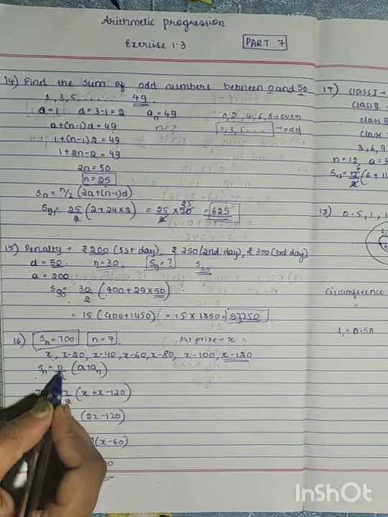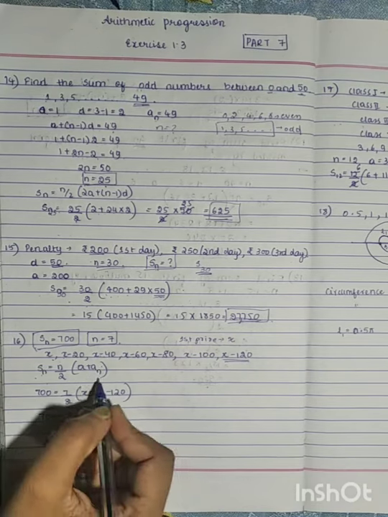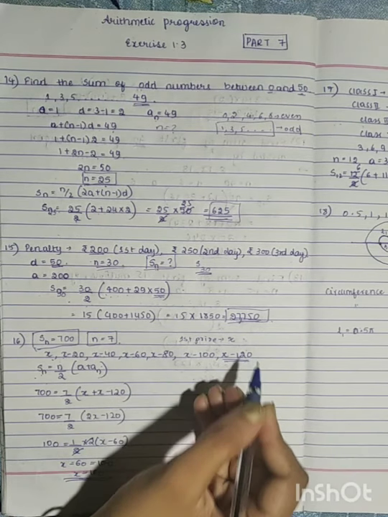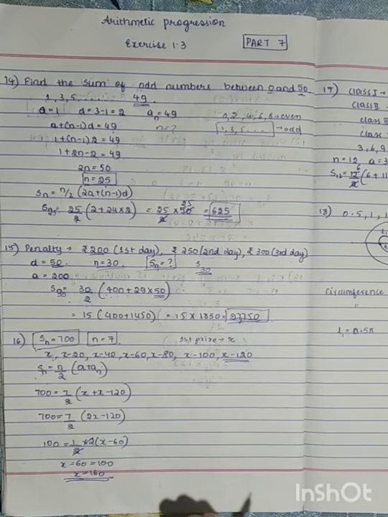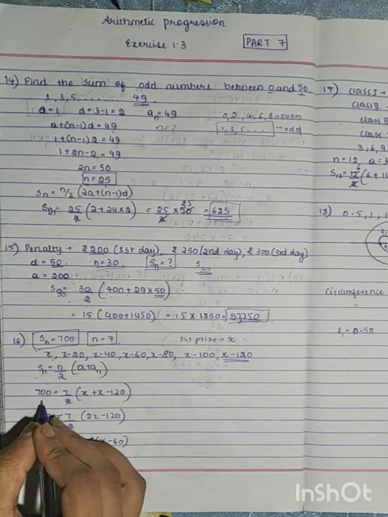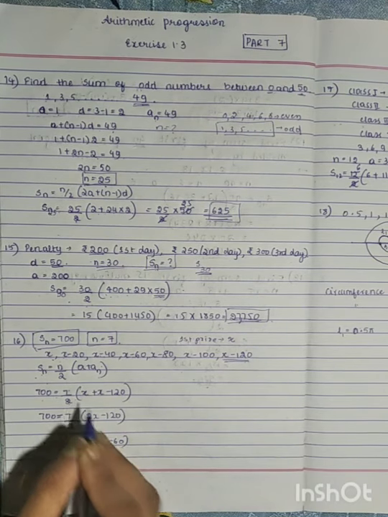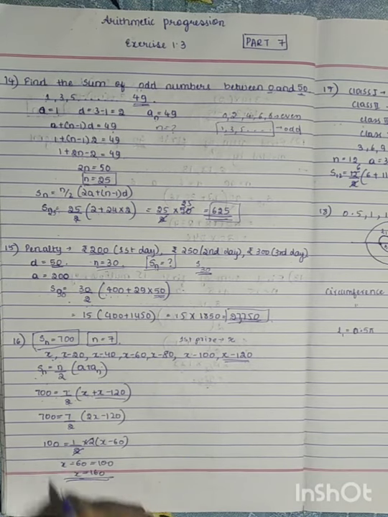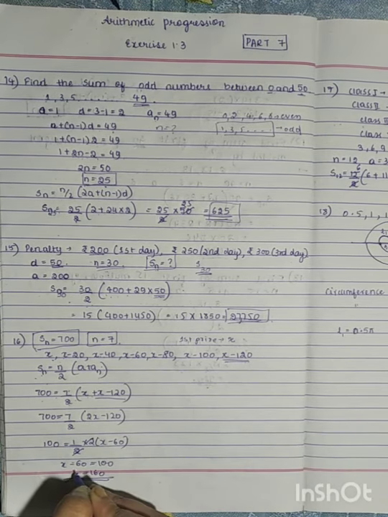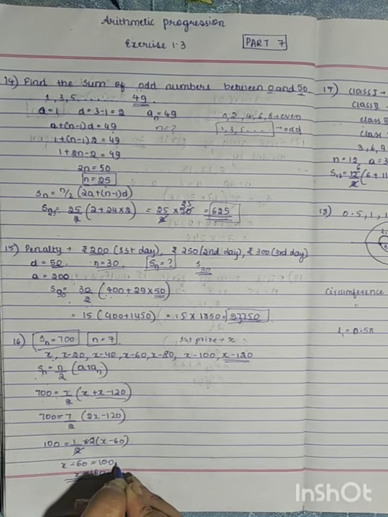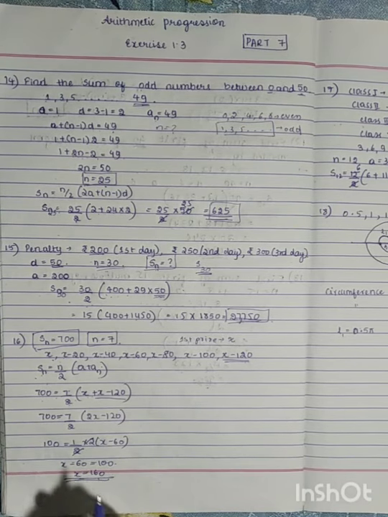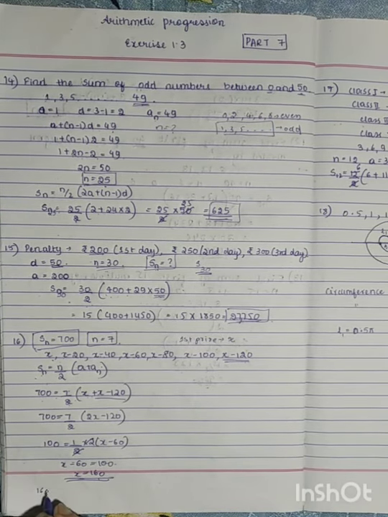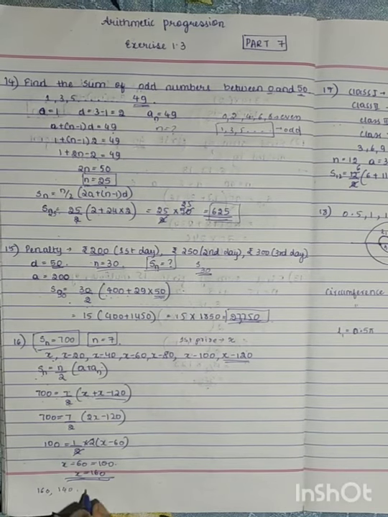So now Sn is equal to n by 2 into (a plus an). We use an because we know the last term, the 7th prize, so it will become very easy for calculation. We will substitute the values: 700 is equal to 7 upon 2 into (x plus x minus 120). On simplifying, x minus 60 is equal to 100 and x is equal to 160. So the first prize would be 160, the second prize would be 140 and so on.